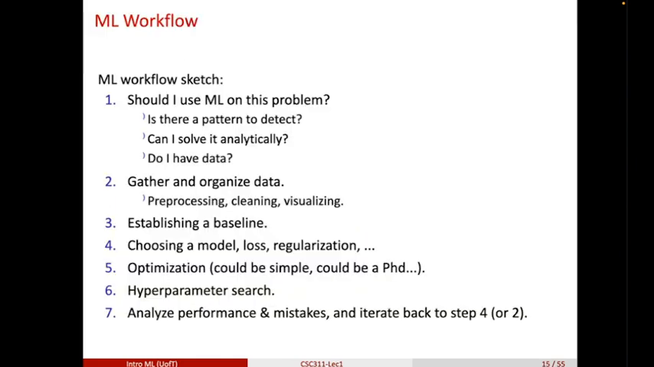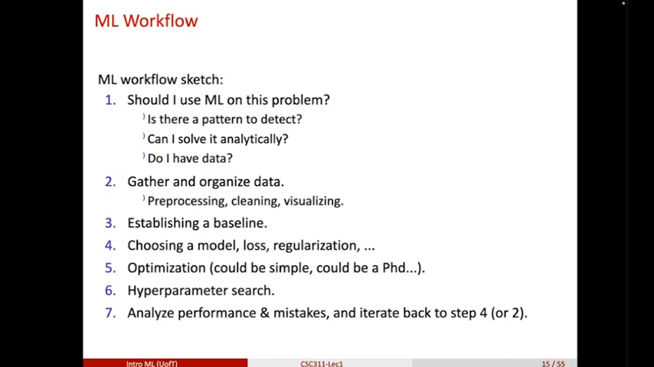All right, so an ML workflow. To know if you need to use ML for any given project, there's usually a set of steps you can follow. First, should I use ML? The main thing: is there a pattern I can detect? Can I solve it without using ML, like with a formula? And do I actually have data? If the answer is yes, then you can continue with the steps.